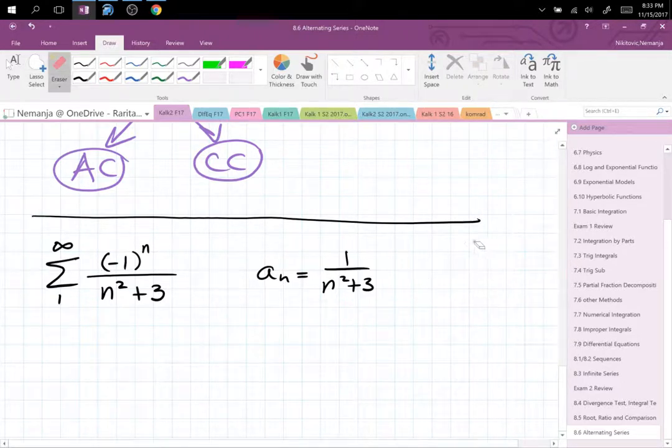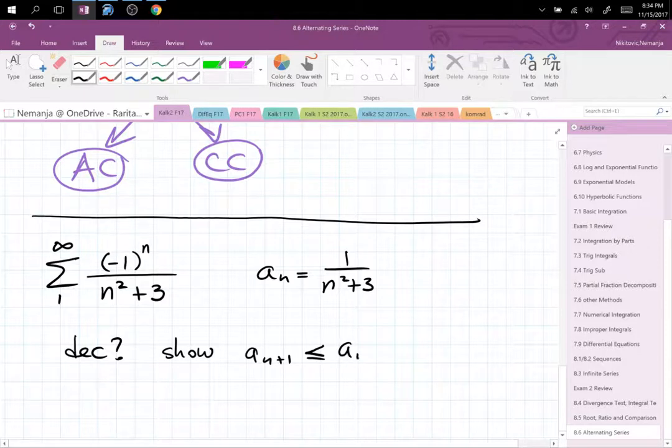So let's go. Is it decreasing? Well, show that an plus 1 is smaller than an. That's the way to show decreasing. Next term is smaller. Or make the continuous analog, take the derivative. Is the derivative negative? Yes, it is. Great. Decreasing. But the non-calculus way would be just to show this.